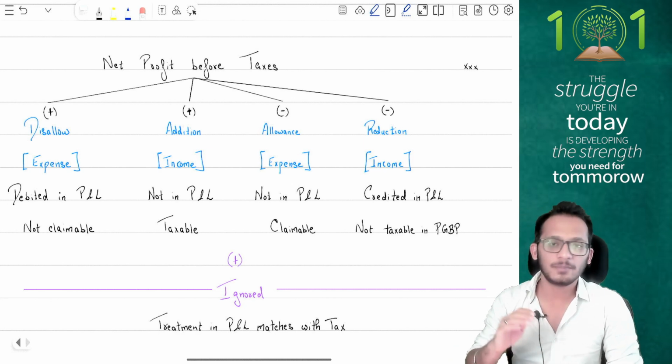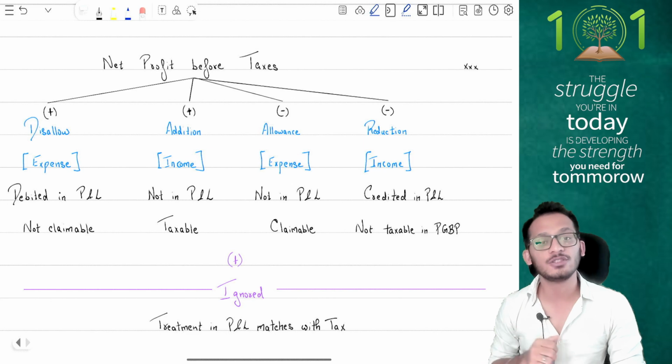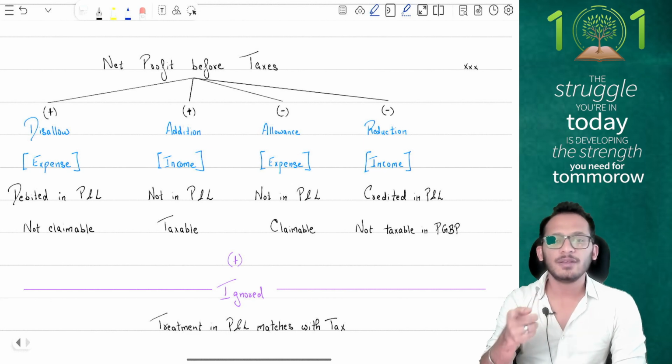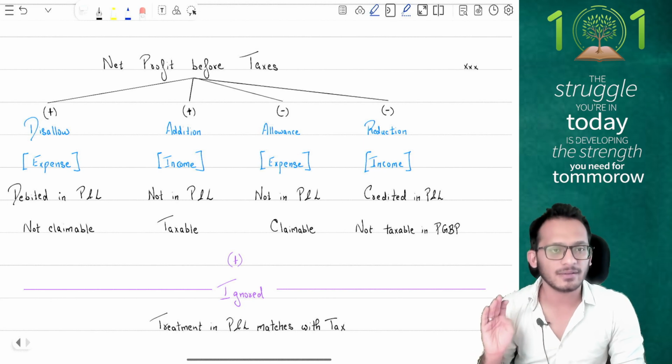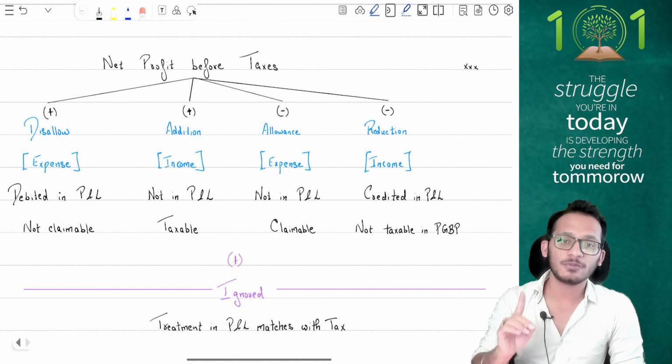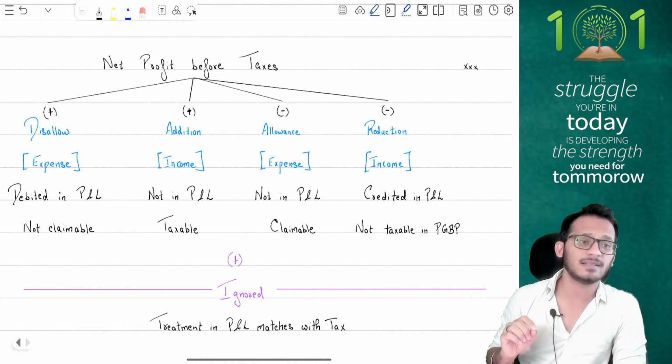Most often, when you read the question, you may realize that the question may have already done the same treatment which you are looking forward to. In which case, you making an additional adjustment is only overinflating the income or underinflating the income. So you need to be careful as to first what is happening from an accounting perspective. Keeping that in mind, let's understand this carefully.